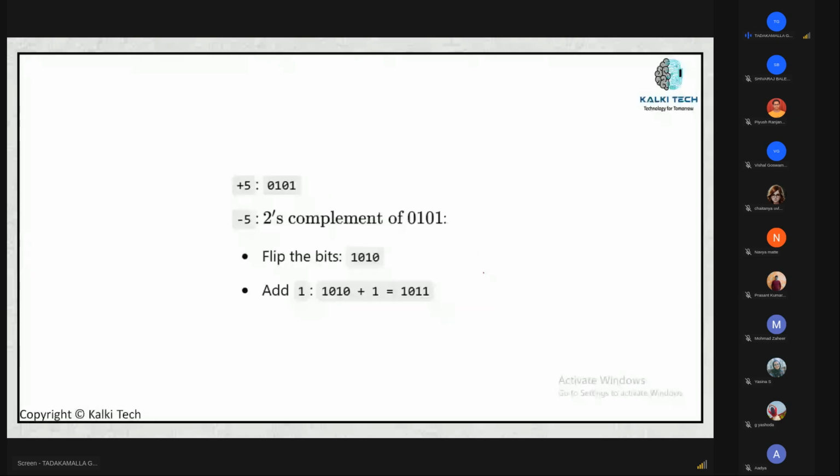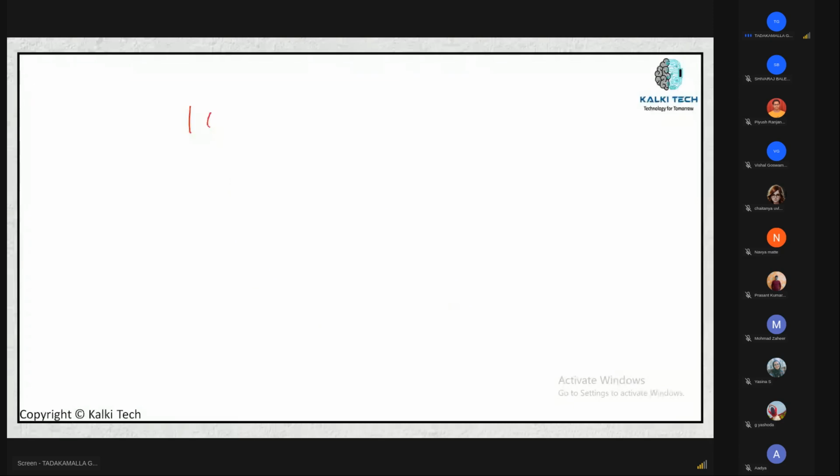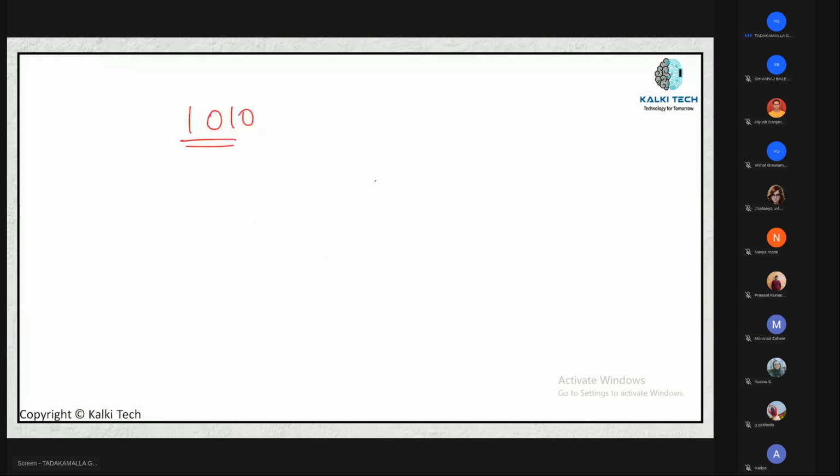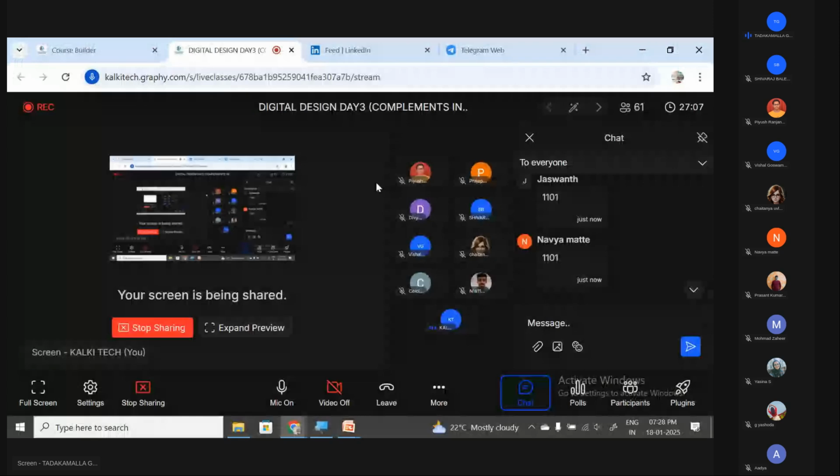If you want to represent plus 5, you can simply write 0101, and minus 5 is nothing but the 2's complement of 0101, that is 1011. So what is the 2's complement? Let's say 1010. How to find the 2's complement of 1010? Yes, that's it. Plus 1.